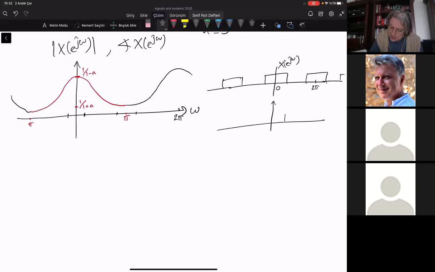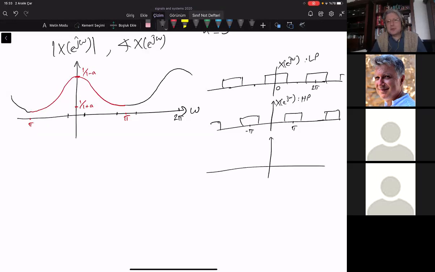Now look at a high pass signal. This would be a high pass signal because around pi and minus pi, which are here, it contains some energy. If it's a filter, for instance, it is the passband. And this is therefore a high pass signal. This is a low pass signal.